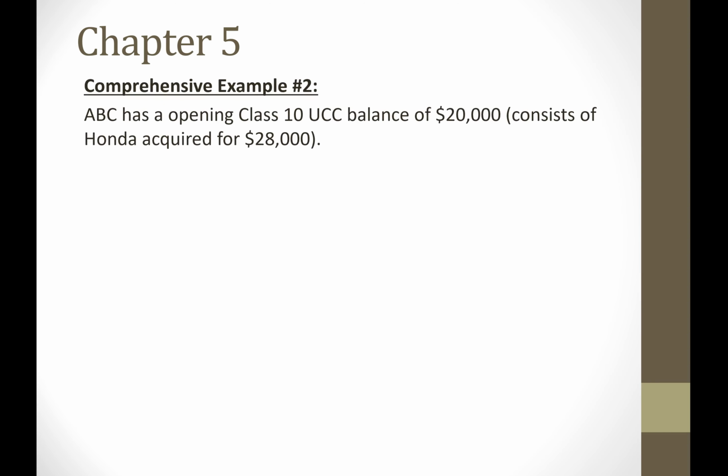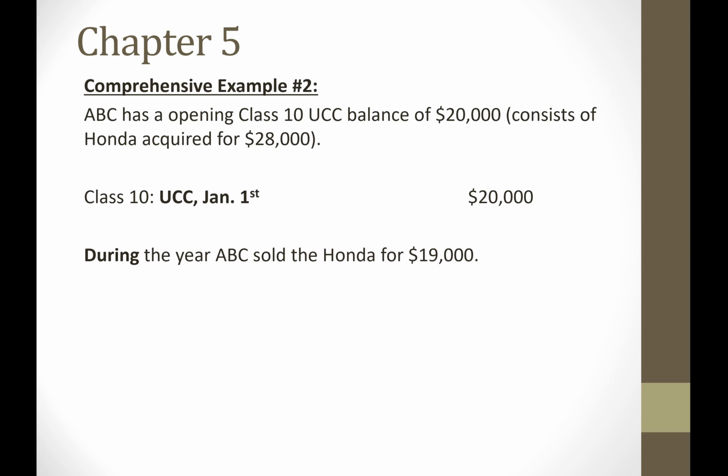I'm going to list the facts here. This time we have Class 10. Now remember, Class 10 is used for automobiles. At the beginning of the year, our UCC is $20,000, and that is from a Honda vehicle that we bought a number of years ago for $28,000. Now, this is the beginning balance. Now, during the year, we sold a Honda for $19,000, and then we bought a Kia vehicle for $15,000.